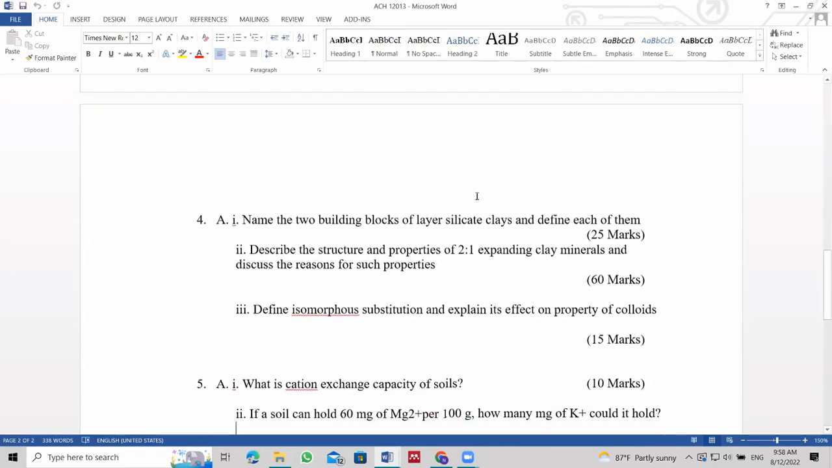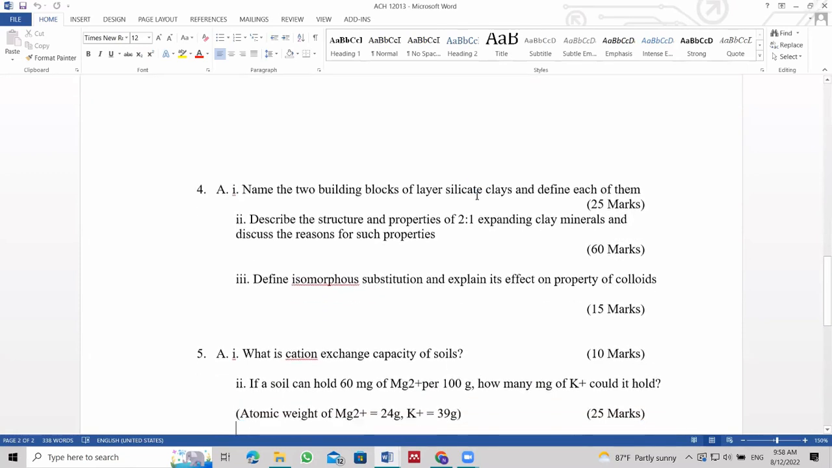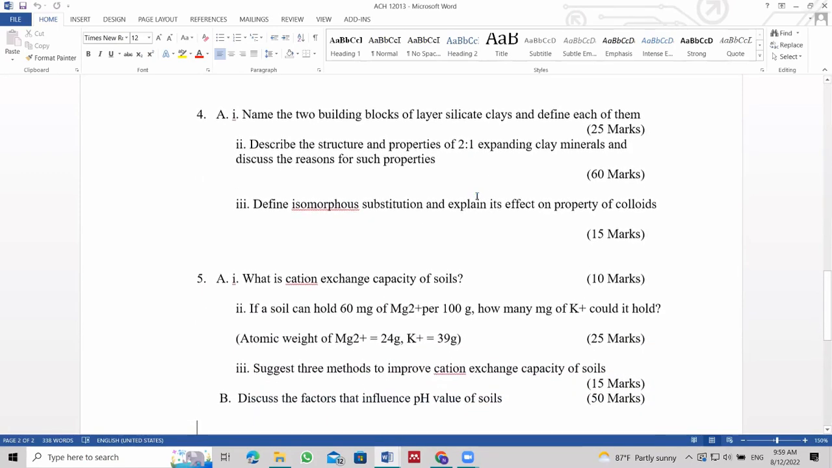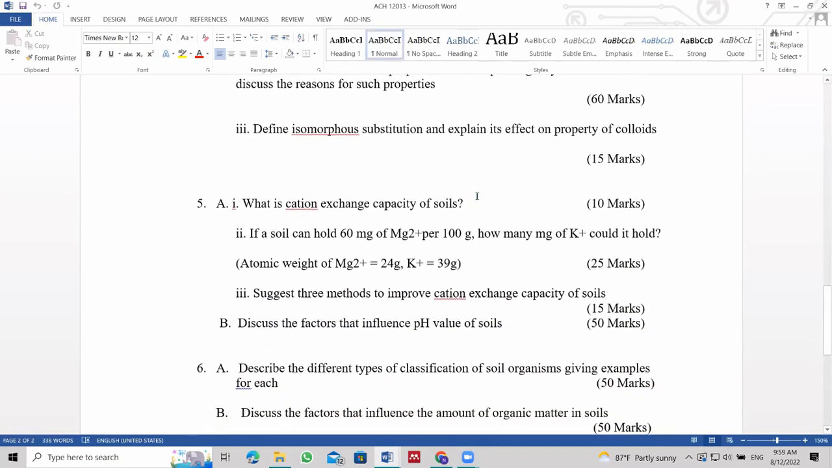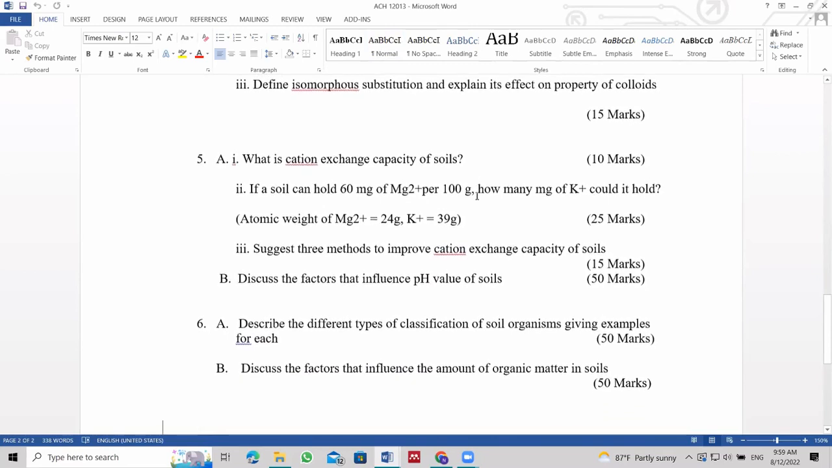So that is okay. Then again isomorphous substitution and its effect on properties of colloids. Then cation exchange capacity. So there is a calculation given here. Okay. So I think you also did those calculations. So study them. Maybe physical properties also have calculations. So there will be calculations coming because your ILOs are different from your previous batch's ILOs. So you will be given more equations and calculations also.